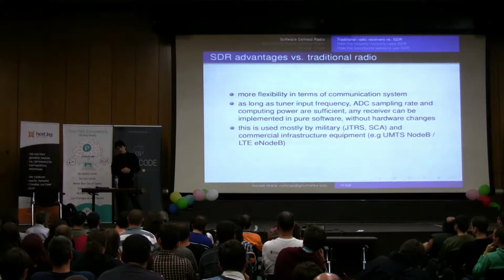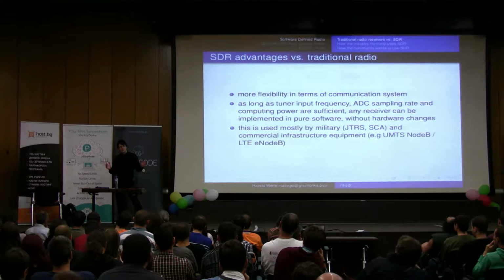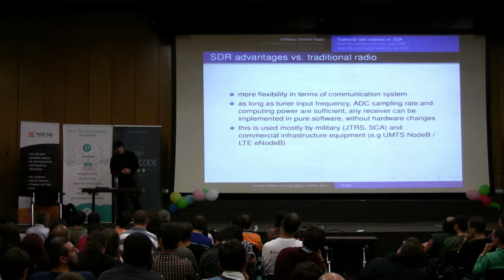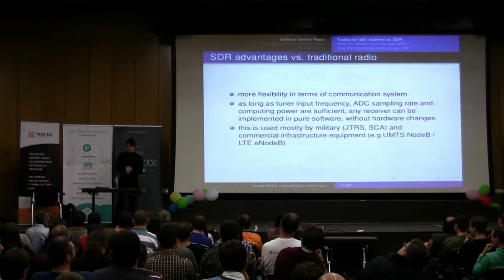The sampling rate must be wide enough that you can capture your signal. So if the signal has, whatever, 1 megahertz bandwidth, you need at least that bandwidth in your receiver and the corresponding sampling rate. Of course, you need the computing power to do that.